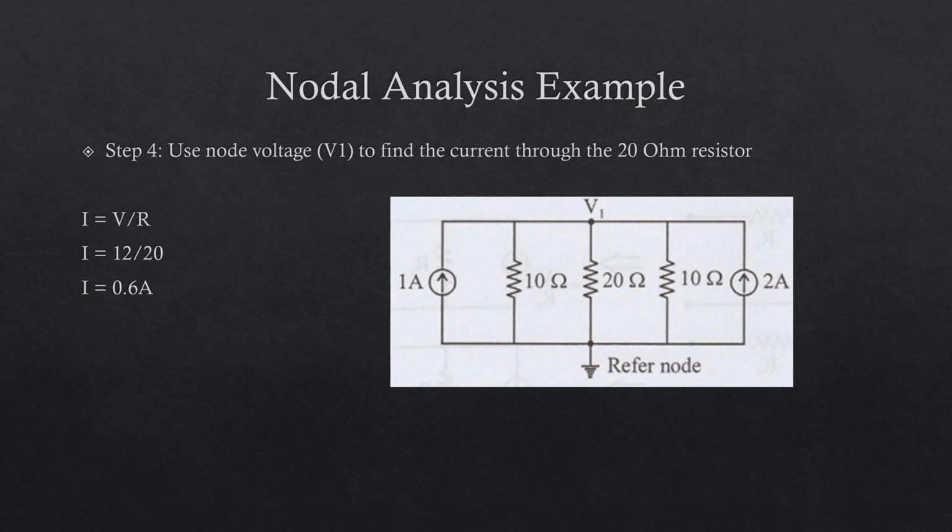Once the nodal voltage is found, we can then use Ohm's law to find the current through the 20 ohm resistor, which we find to be 0.6 amps.